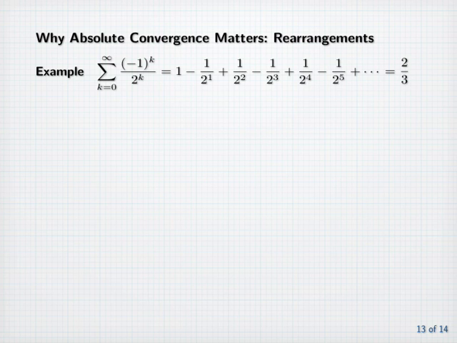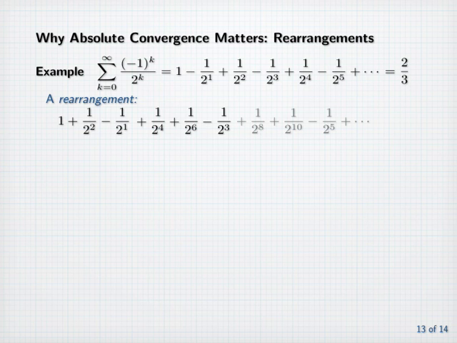One possible rearrangement of this series is the series in which we add 1 plus 1/2^2 and then subtract 1/2 to the first power, and then add 1/2^4 plus 1/2^6 before subtracting 1/2^3, and so on. Essentially, we're just adding two positive terms before backtracking to add the next negative term. Notice that this rearrangement is a series with exactly the same terms. So the question here is whether or not this rearrangement actually sums to the same value of 2/3.